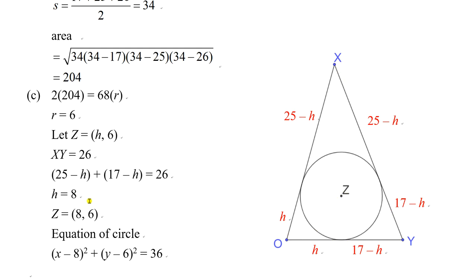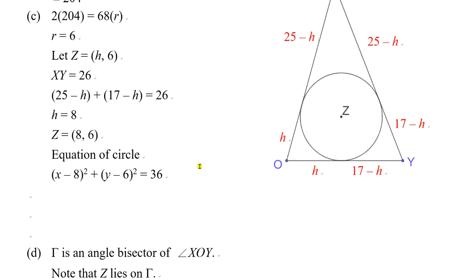Okay. But the problem is, how do we find the y coordinate of Z? Actually, the y coordinate of Z is the radius of the circle, right? Because OY is the x-axis actually. So you can apply the formula in part A. 2 times the area of the triangle equals the perimeter of the triangle times radius. So radius equals 6. And hence you know that the center Z is (8, 6). So you can set up the equation of the circle. (x minus 8) squared plus (y minus 6) squared equals the radius squared, that is 6 squared, 36.